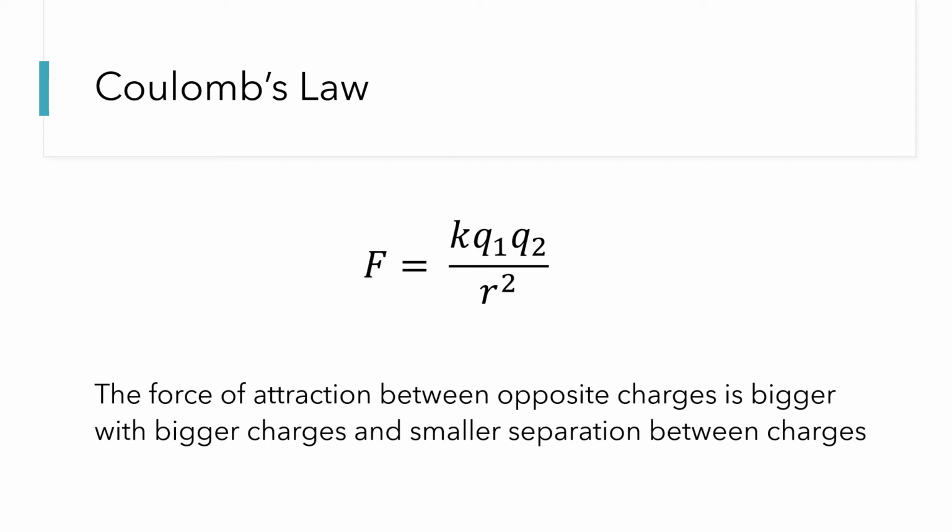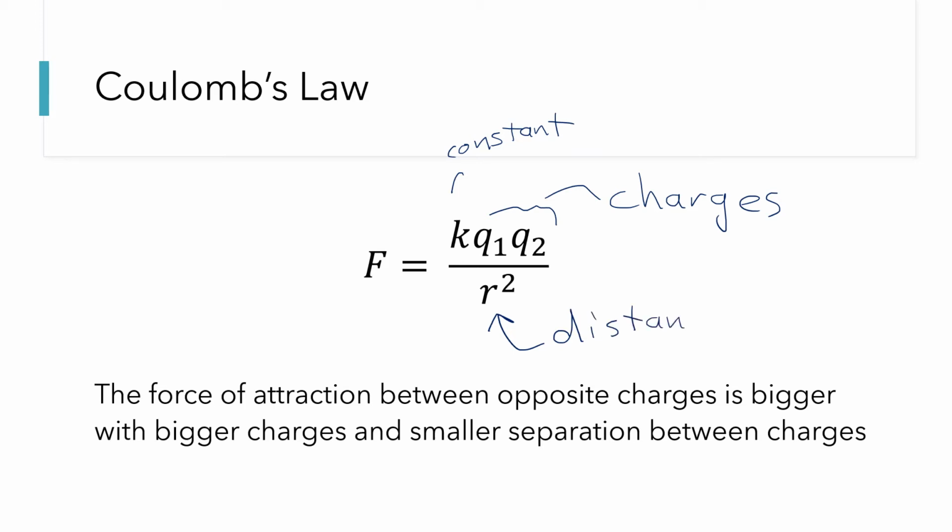From physics, we get Coulomb's law that tells us that the force of attraction between particles that are charged is given by this equation. K is a constant. Q stands for the charges themselves. So Q1 and Q2 are two charged particles. So there we go. Those are our charges. And then R is the distance between those charges.